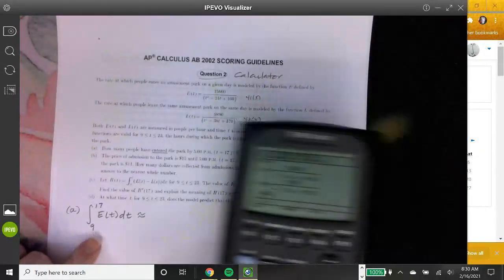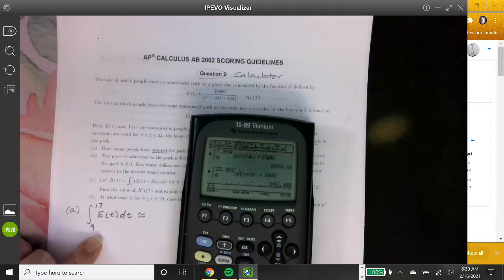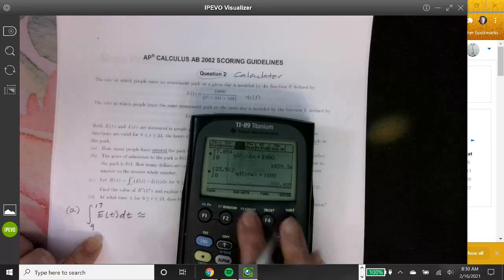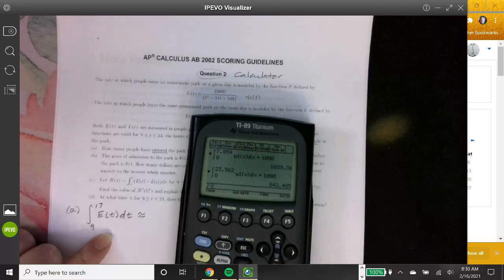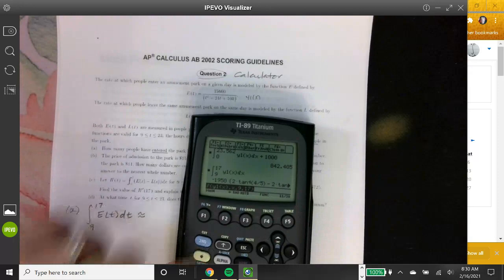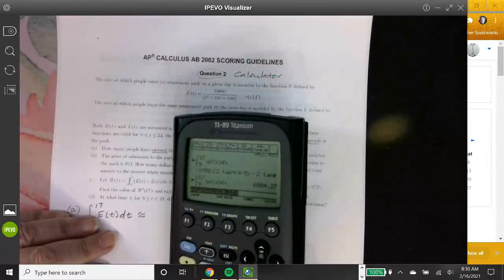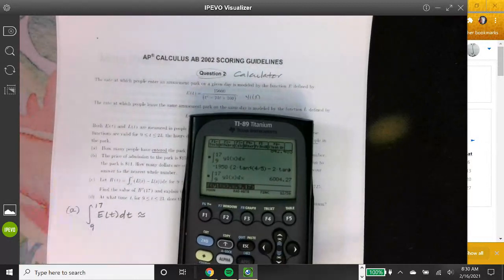Now we're going to integrate. We'll go back to the home screen and go F3 integrate. Y1 of x is the entering, comma x, comma 9, comma 17. Close. Enter. Now they gave me this actual number, but I want the approximate. So I'm going to press diamond enter. And we get 6,004 people.